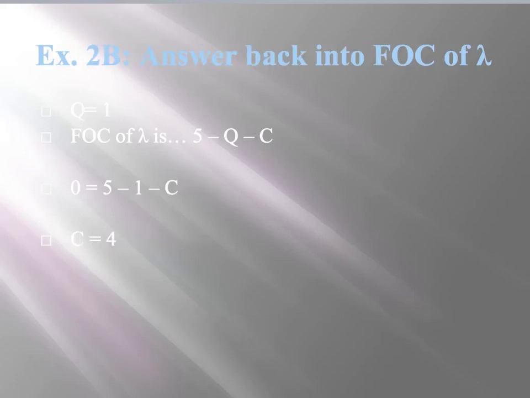And then finally, we get back to step 7. Put your answer back into the first order condition with respect to lambda, the Lagrangian multiplier. So take the solution that you just got, q equals 1, and plug that into that same first order condition with respect to lambda, that Lagrangian multiplier derivative of 5 minus q minus c equals 0. Plug in this q equals 1 term. So there is going to be a 1: 5 minus 1 minus c. And then you can solve, and you end up with c is equal to 4 in this case.